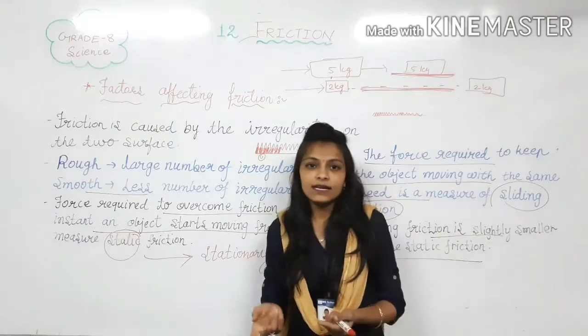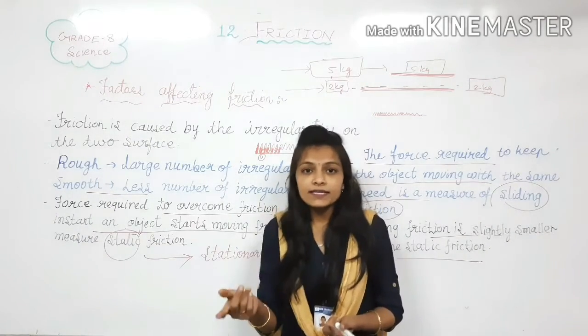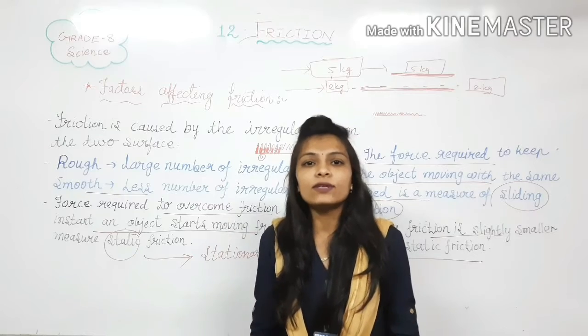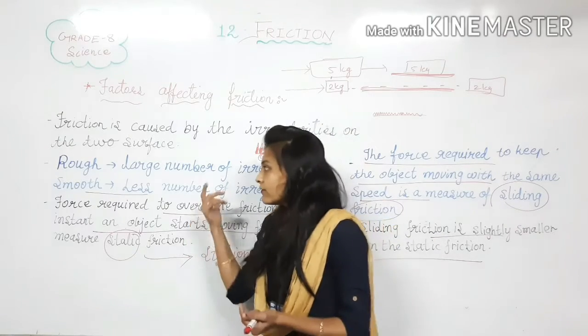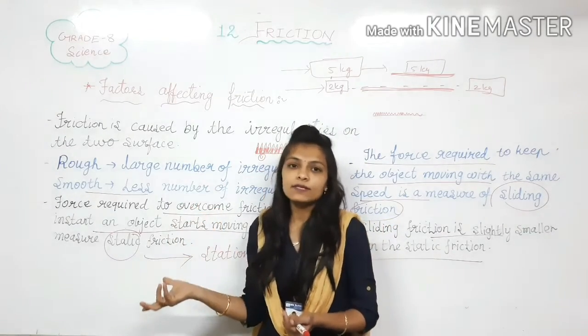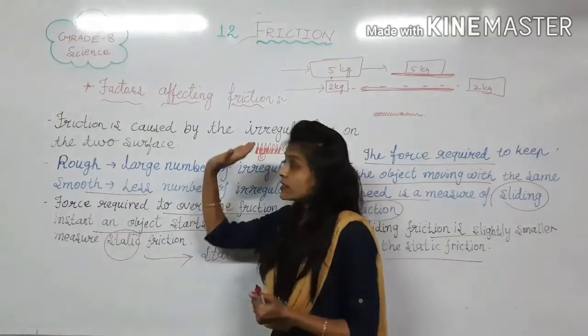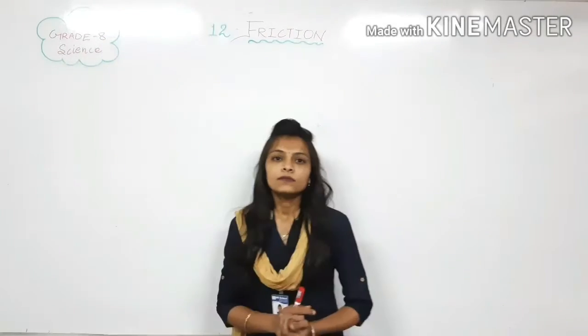So these are the factors affecting friction. Only two factors are there: the object surface and the surface that applies the force of friction, that is, the ground or any floor. Two types of surface will be there, either rough or smooth. So I hope this point must be clear to you.